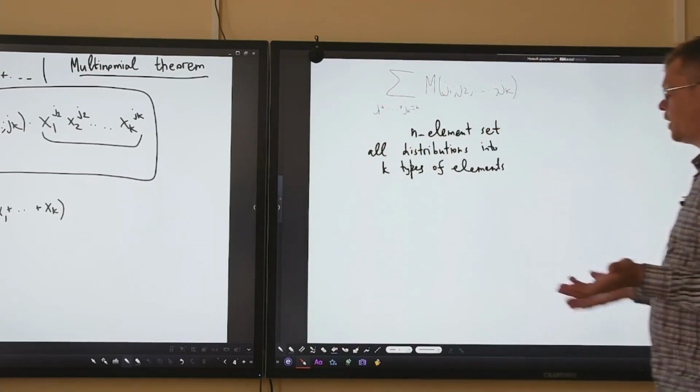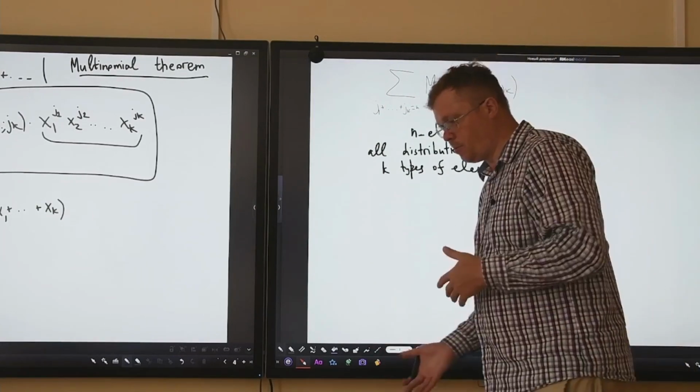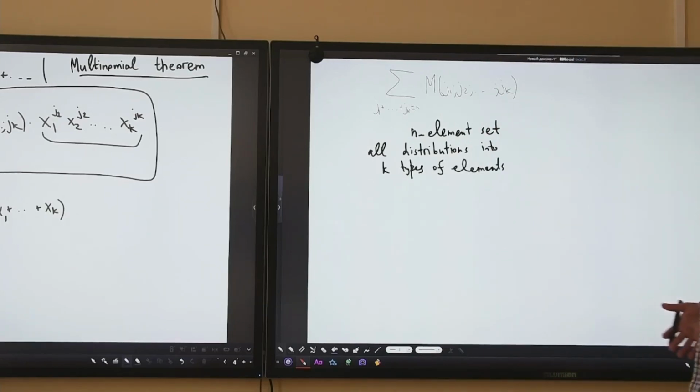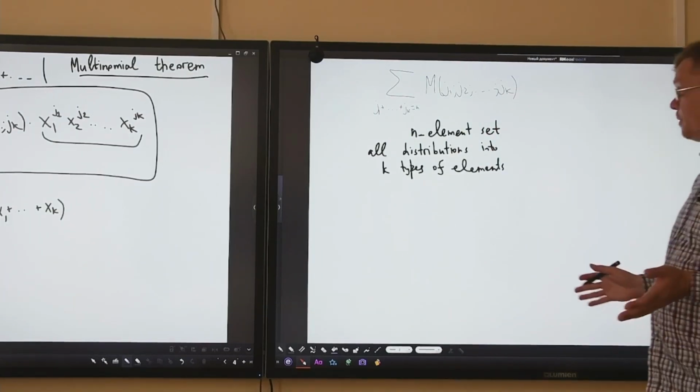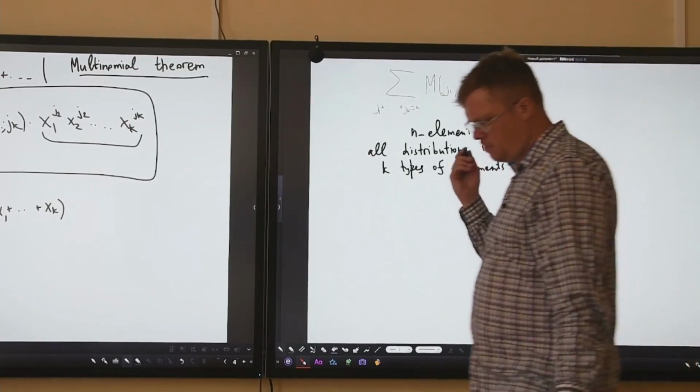So maybe I want to have one element of first type, two elements of second type, and so on. Maybe I want to have two elements of the first type, two elements of second type, and so on. It doesn't matter. I want to calculate all possible distributions into k types of elements. And how? How many of these distributions are there?